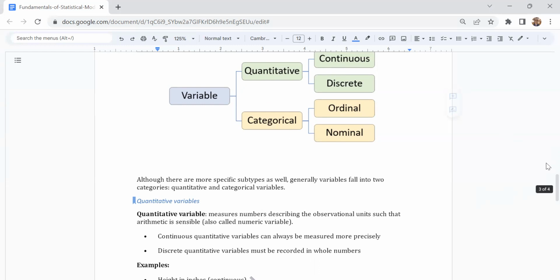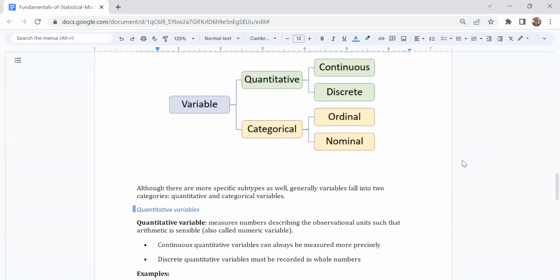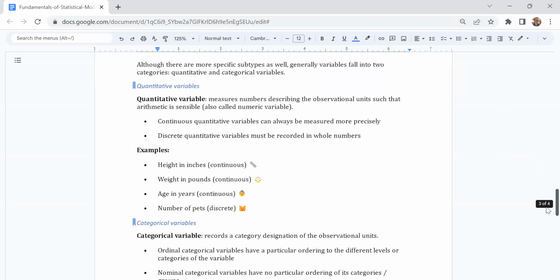Within quantitative variables, we have two main subtypes for this class, is how we'll define it: continuous and discrete quantitative variables. So continuous quantitative variables can always be measured with more precision. In other words, you can always measure the value out to more decimal places if you wanted to. Some examples of that. We look at down here, someone's height in inches. You could measure that you are 68.2 inches tall or 68.24 inches tall. You can always measure it out to more decimal places. So that's what makes it continuous.